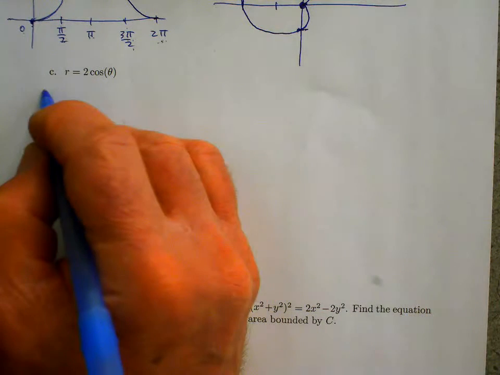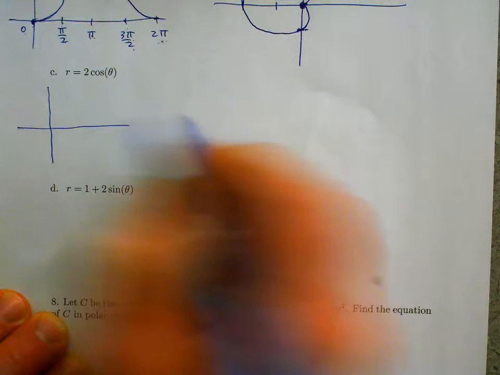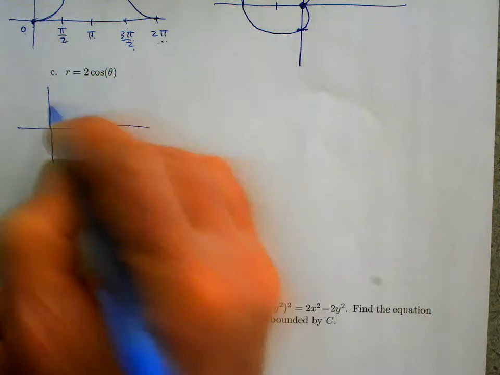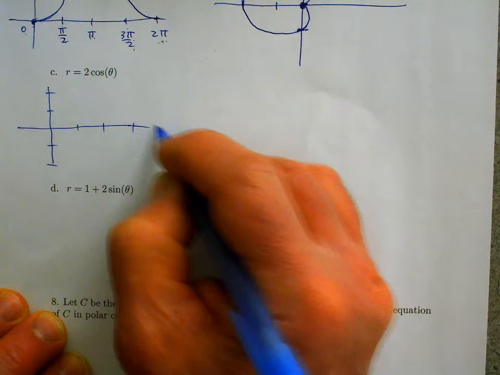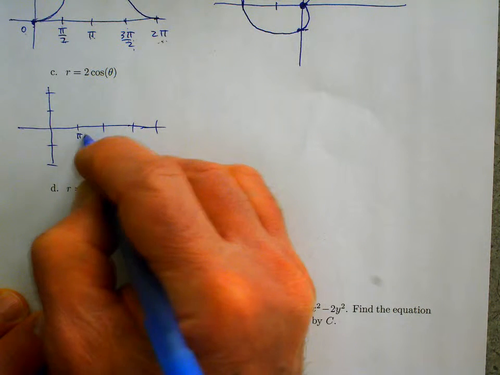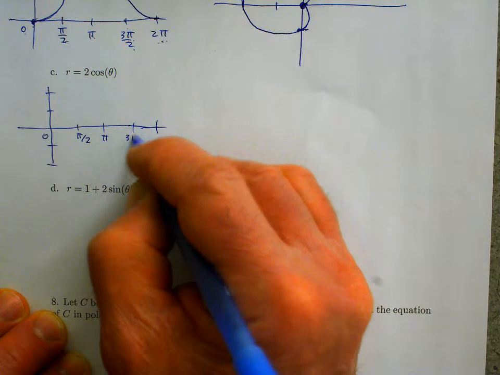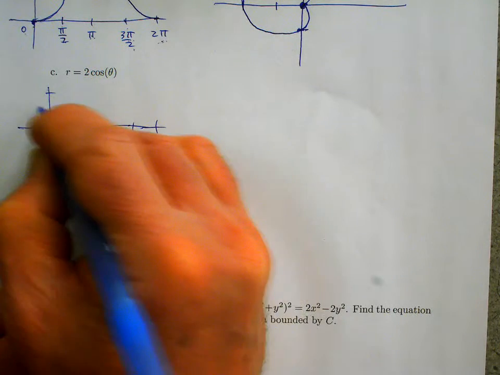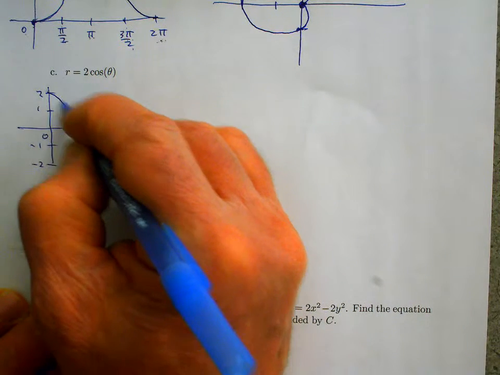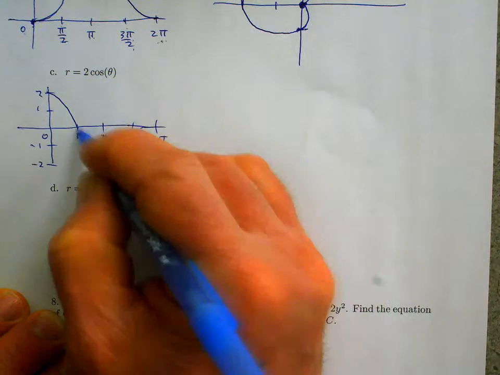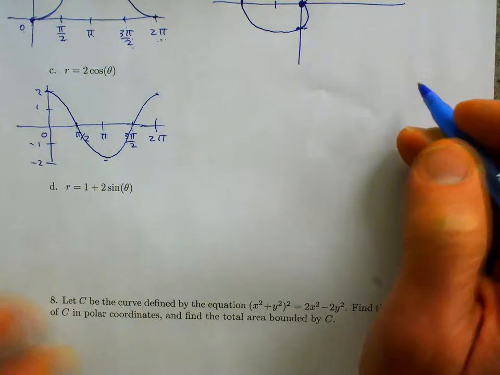But we have a few minutes, so let's go ahead and first draw the Cartesian graph. It's just r equals 2 times cosine theta. So we get 1 cycle between 0 and 2 pi. The Cartesian graph looks like this. And then the polar curve.